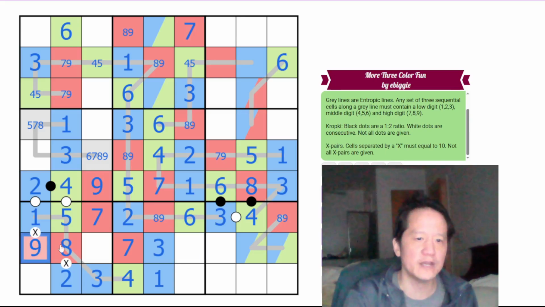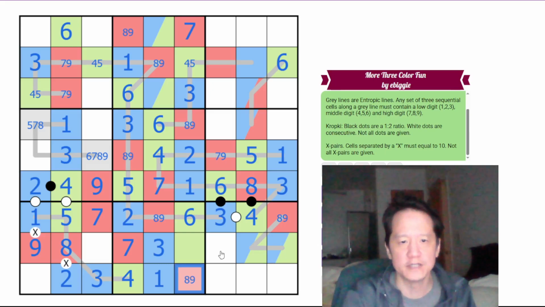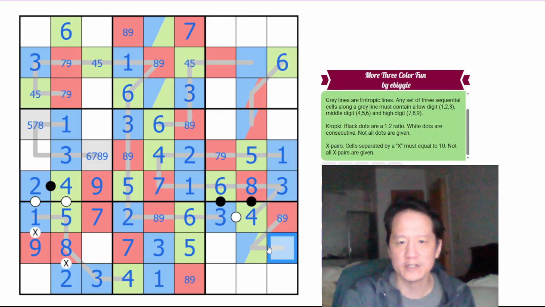This cannot be 8 or 9, so this can't be high, which leaves that as a medium. Therefore, this is a high, and this 8 or 9. This has to be 5. 5 and 6 both cannot be here, so this cannot be the medium. It has to be low, which means this can't be low. This is medium, which makes this a 6.